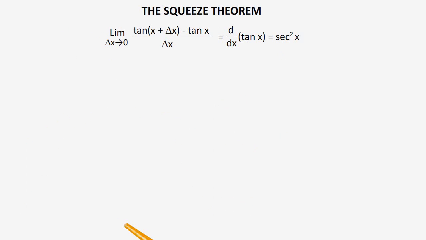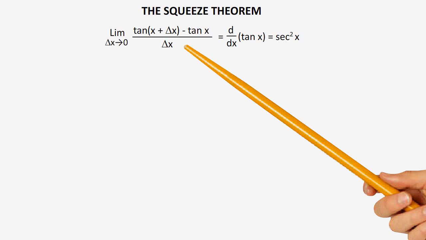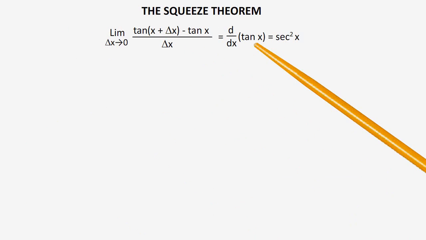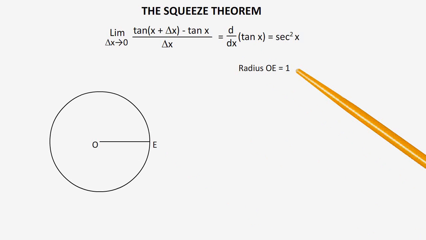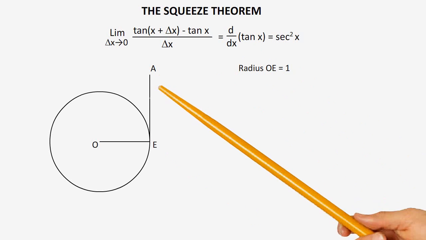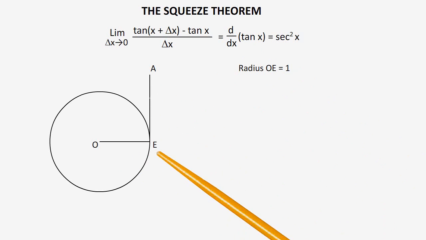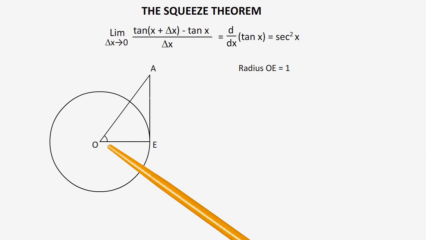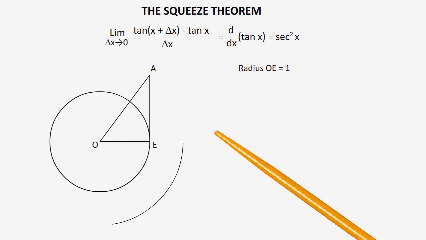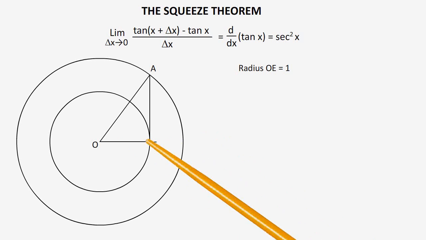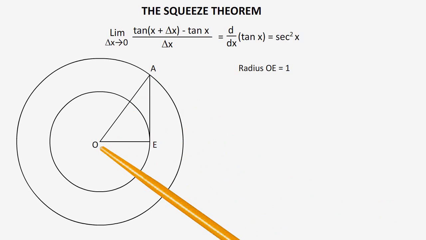Now we will evaluate the following limit by the help of Squeeze theorem. This limit is nothing but the derivative of tan x. To prove this, we again draw a unit circle whose radius OE equal to 1. From E, draw line AE perpendicular to OE. Let the angle AOE be equal to x plus delta x. Draw a circle of radius OA taking O as center.